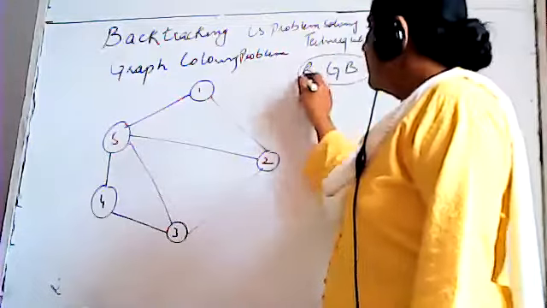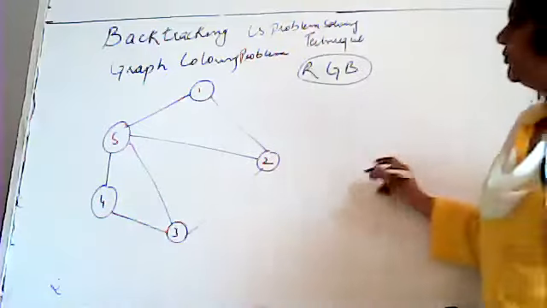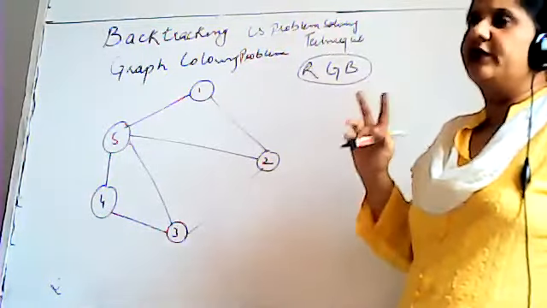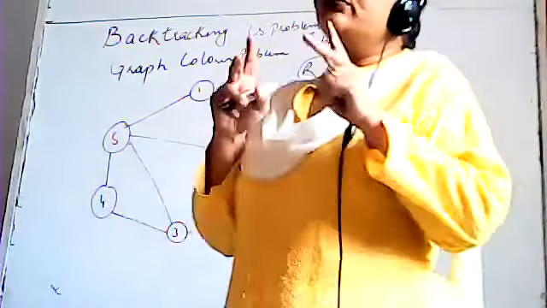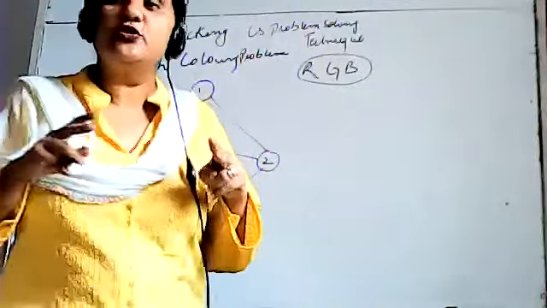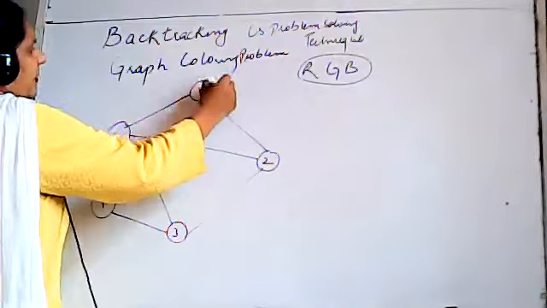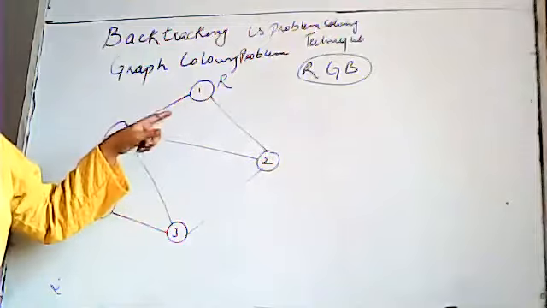Now, what does this graph coloring method say? We have to color this graph in such a manner that two directly connected vertices should not have the same color. Now see, if I paint vertex 1 with the red color, can I paint vertex 2 with red color? Yes or no? Can I paint vertex 2 with the same color?